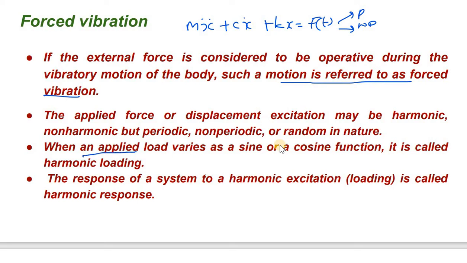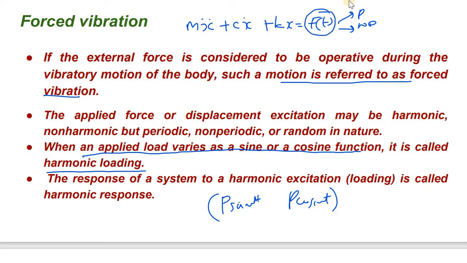When the applied load varies as a sine or a cosine function, it is known as harmonic loading. If the load is in the form of P sin omega t or P cos omega t, such a loading is harmonic loading. So from now onwards we will be studying forced vibration, and in this first module we will study harmonic loading. What is the response? That is, we have to find the equation for x. That is what we will be studying.